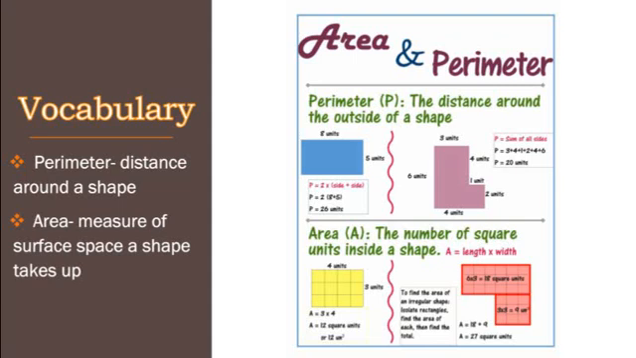Area is the measure of surface space of a shape. So here you would take your length times your width for rectangles and squares. So that's really what we're going to be working with today, mainly with rectangles and squares.